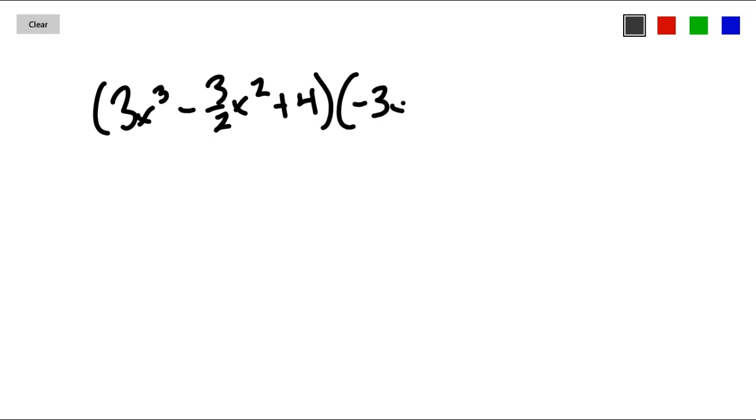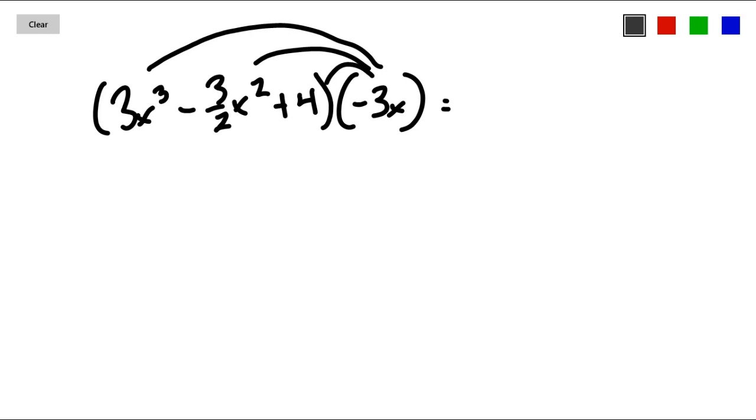So let's say I had 3x cubed minus 3 over 2 x squared plus 4, and I want to multiply that by a negative 3x. So you can use the distributive property in the backwards fashion too. So what I can do is distribute the minus 3x to each of the terms. And that's going to give me a minus 12x plus 9 over 2 x cubed minus 9x to the fourth power.